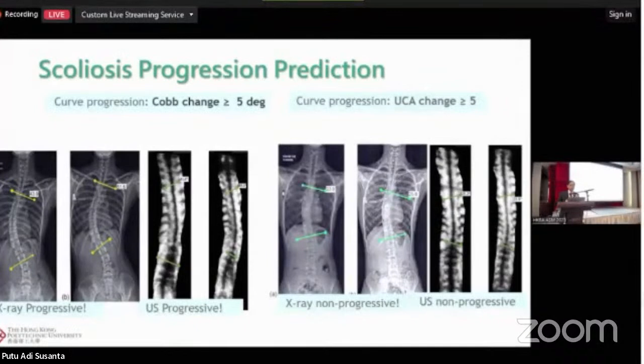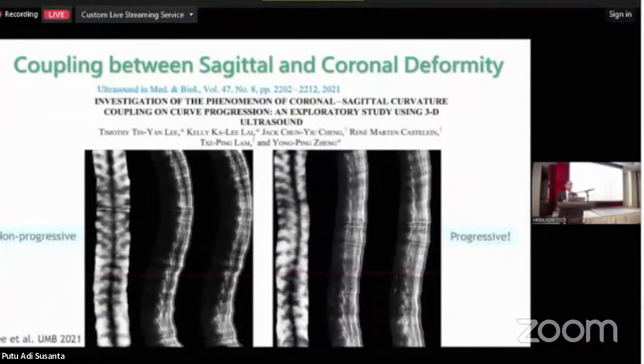But as I mentioned, we want to do more for prediction using 3D information. Another thing we found is that there is a coupling between the sagittal and coronal view information. Remember, we are 3D, so by a single scan we get not only the coronal information but also the sagittal information. The finding is that for a similar mild angle, if the kids have a flat thoracic region, then these kids will progress. If the anterior-posterior curve is normal, there is less chance of progression.